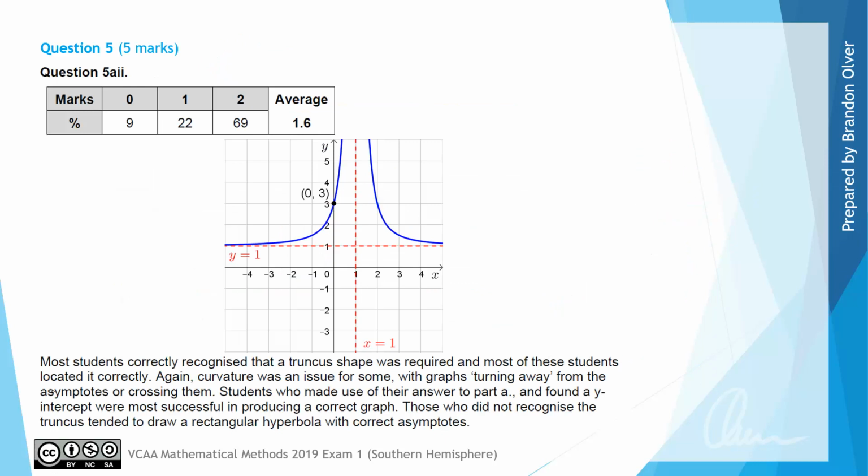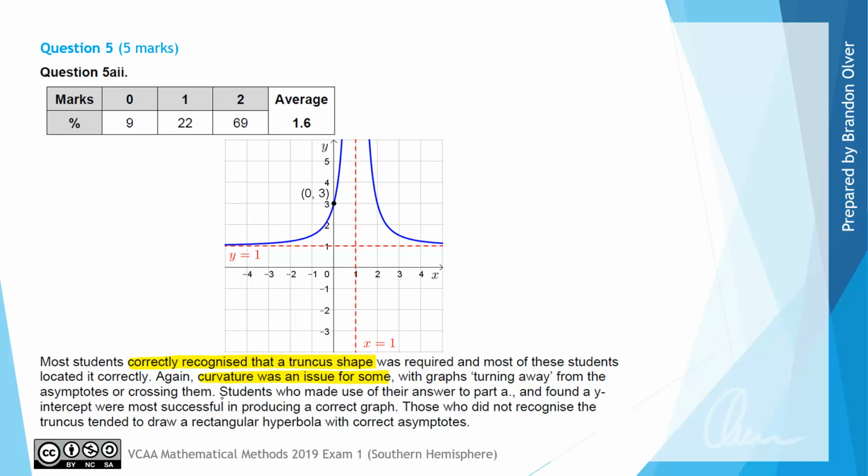From the examiner's report, we can see that 69% of students got this question fully correct, and 22% got 1 mark out of 2. The examiner's report goes on to say that most students correctly recognised that a truncus shape was required for this question, and that most of these students located it correctly on the grid. Again, curvature was an issue for some, with graphs turning away from the asymptotes or crossing them. So it's important that we sketch these graphs accurately, and avoid those issues in the future.